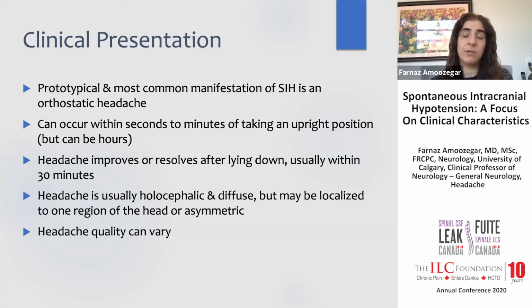Typically, the headache will be holocephalic or diffuse, meaning that it involves the whole head and is kind of equal on the right and left side, but it may be more localized to one region of the head, for example, more on the right or more on the left, or it could be more asymmetric. It could be more occipital or in the neck as well, so it can vary quite a bit. And the quality of the headache can vary as well. So some patients will describe a pressure sensation, some will describe an ache, some will describe pounding or throbbing. So it can vary quite a bit in terms of its actual quality as well.